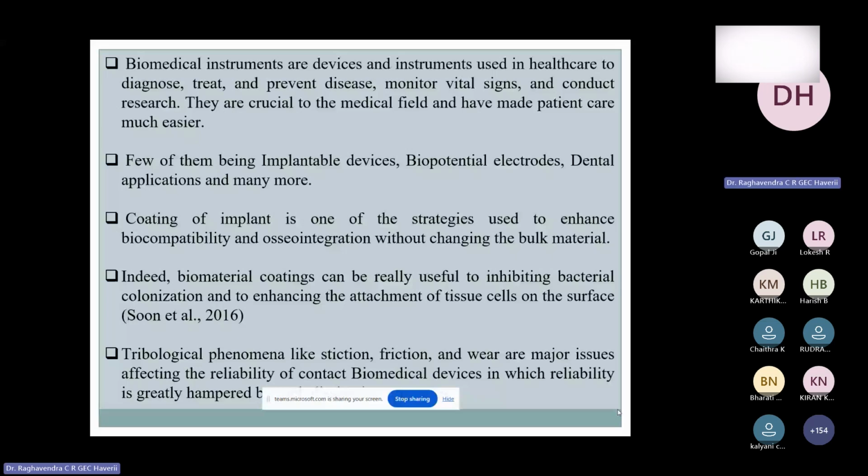One of the major issues when it comes to joints and biomedicals, and not only in biomedicals but generally in the aeronautical, aerospace and automobile industries, is that tribological phenomena like stiction, friction, and wear are major issues affecting the reliability of contact biomedical devices, in which reliability is one of the major factors to be considered.